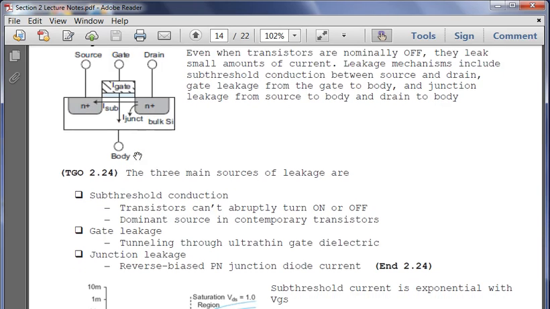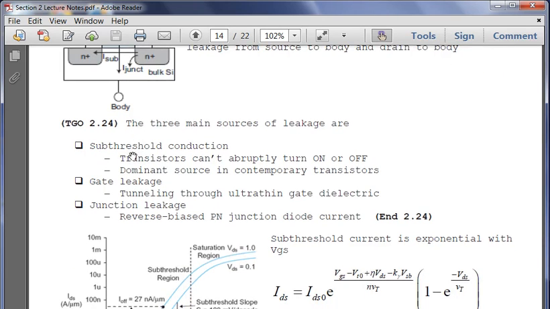So we define these 3 types of sources. Subthreshold voltage occurs because transistors can't abruptly turn on and off. It is the dominant source in contemporary transistors, so in modern 22 nanometer processes we have to worry a lot about subthreshold conduction. We realize that because we're decreasing the length between the source and the drain, and as a result, you're increasing the electric field and increasing conduction. So even when you're below that threshold voltage, you're not necessarily completely turning off the circuit.